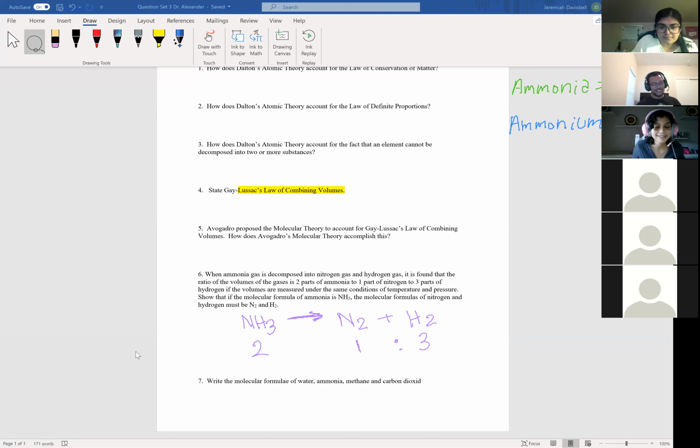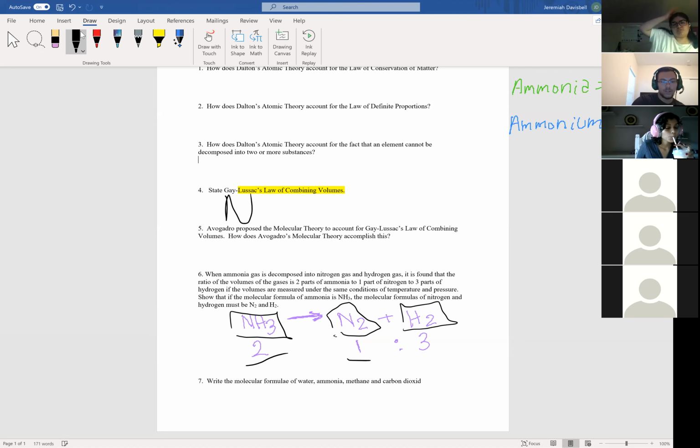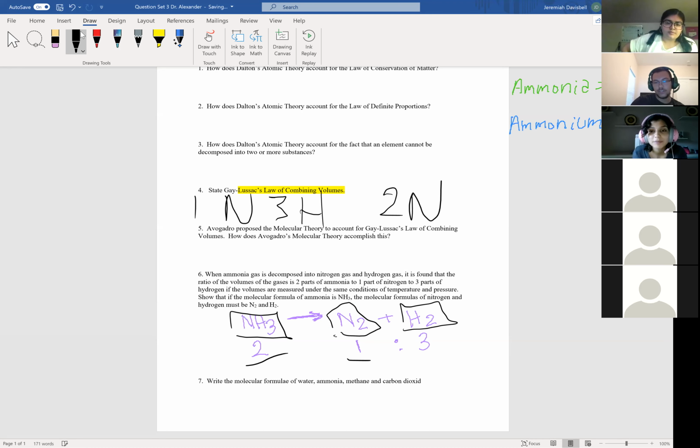All right. So honestly, this question's a trick question. But basically what he's trying to say is show why. It's a proof, like prove it. Why do we have a 2, or why is ammonia NH3? Why is nitrogen gas N2? And why is hydrogen gas H2? Basically what you would do is, okay, we have 1 nitrogen, we have 3 hydrogens, we have 2 nitrogens, we have 2 hydrogens.